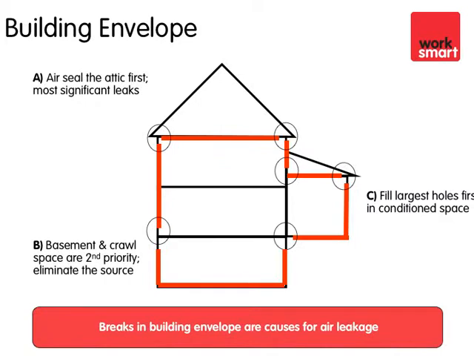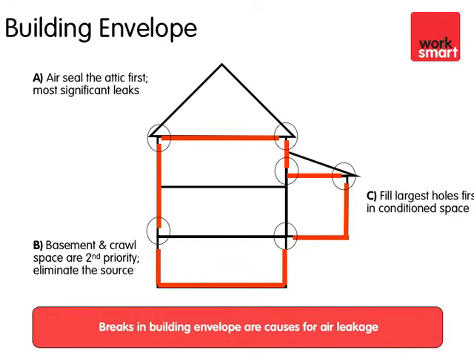And as far as addressing that air leakage, there are a couple of rules of thumb. First, you're always supposed to start air sealing the attic first. These are the most significant leaks. In this case, you're addressing where the air is escaping from the building, particularly in colder climates. Then you want to address your basement and crawl space.